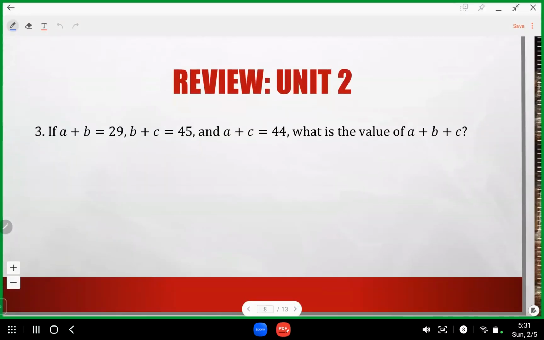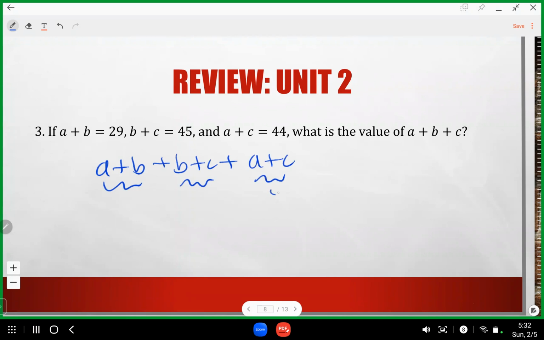Okay. So this one, I didn't really give you time to think, but if you look at it, it's actually pretty obvious. So how would you do this problem? I'd add all the sides together and then divide by 2. Very good, very quick. So as you can see here, a plus b plus b plus c plus a plus c.